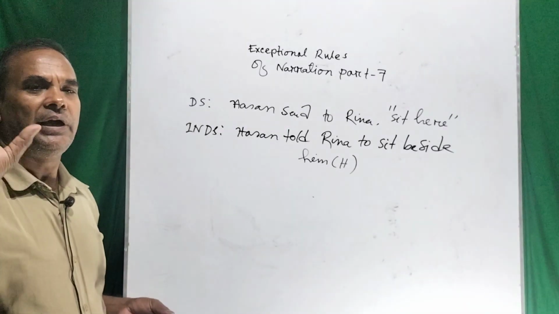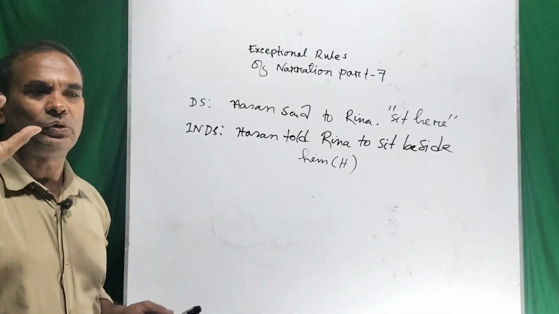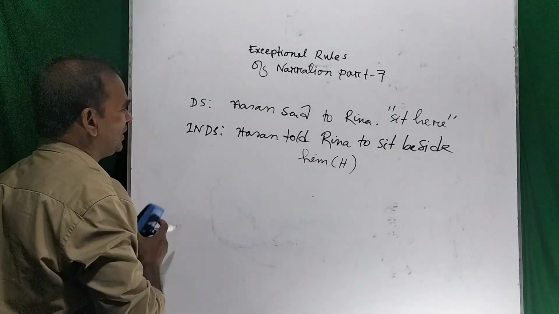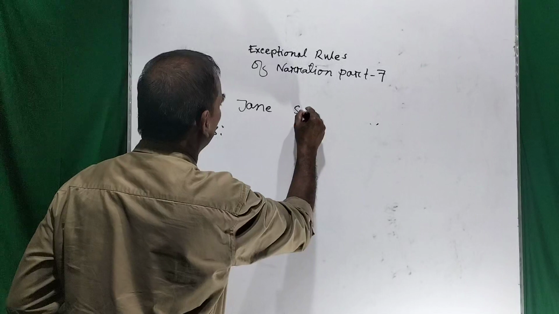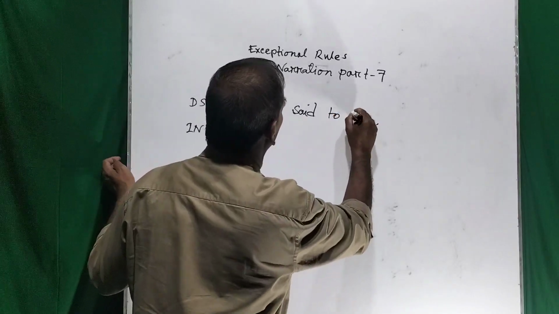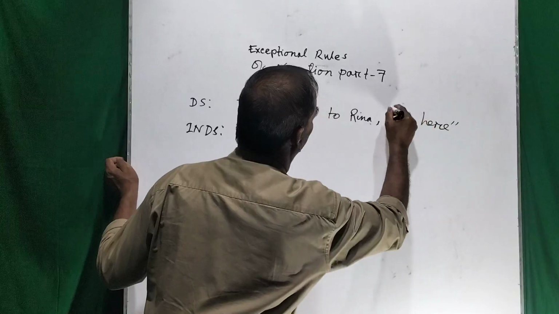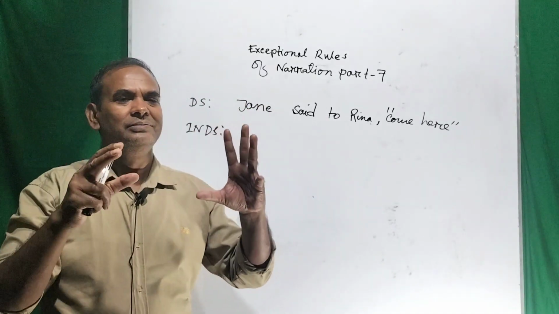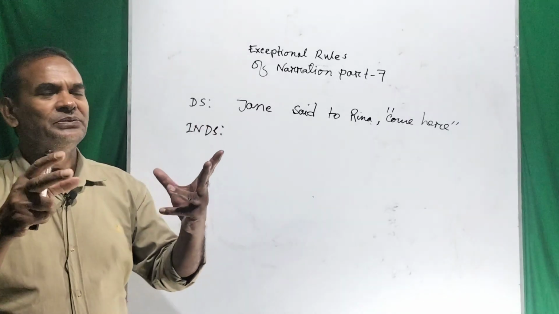Now I would like to tell you "here" also can be changed in the indirect speech by a verb, that is "call". That is call, to ask somebody to come to somebody. So please take a look at Jane. Jane said to Rina, come here. Come here. So dear students, you can see Jane is asking Rina to come to Jane. Jane is asking Rina to come to her.